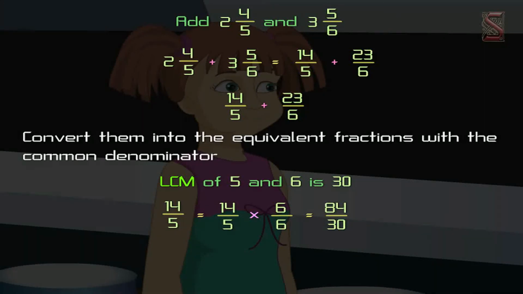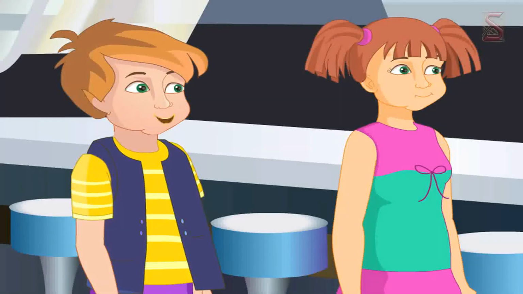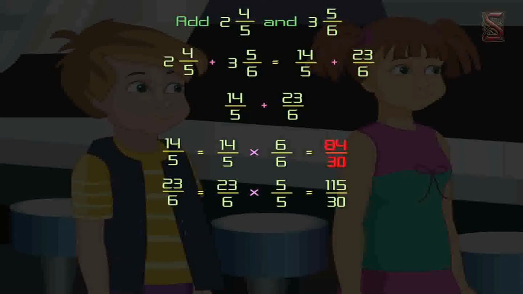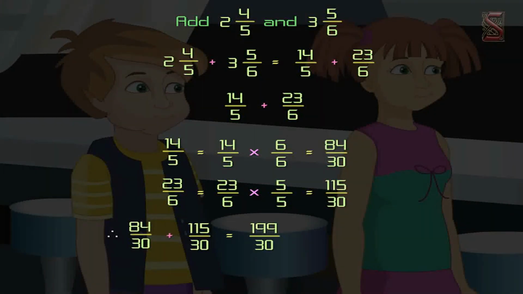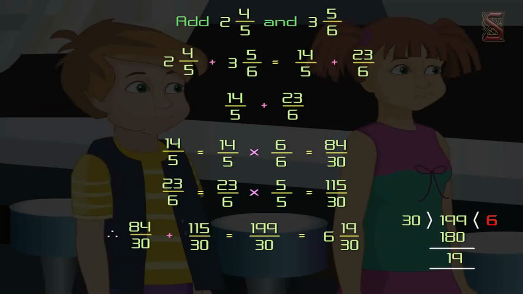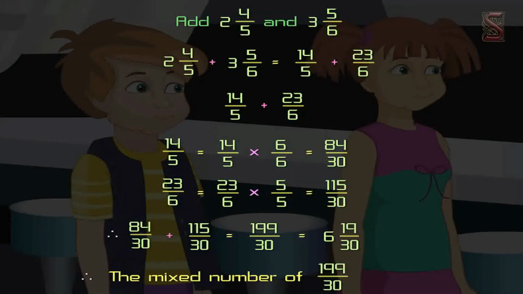Similarly, the equivalent fraction of 23 by 6 with the denominator 30 is 115 by 30. Now 84 by 30 and 115 by 30 are like fractions. Therefore, their sum is 199 upon 30. Again, we can convert this improper fraction into a mixed number by dividing 199 by 30. When we divide 199 by 30, we get the quotient as 6 and remainder 19. Therefore, the mixed number of 199 upon 30 is 6 19 by 30.